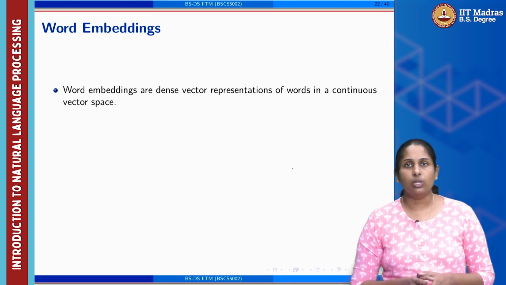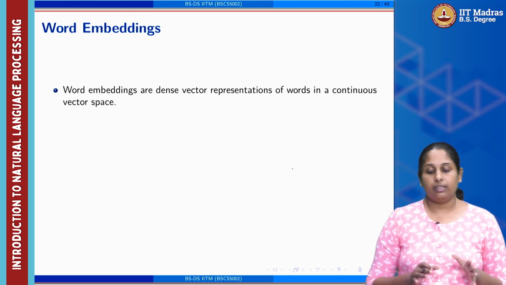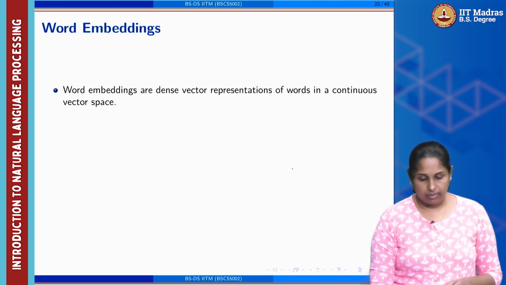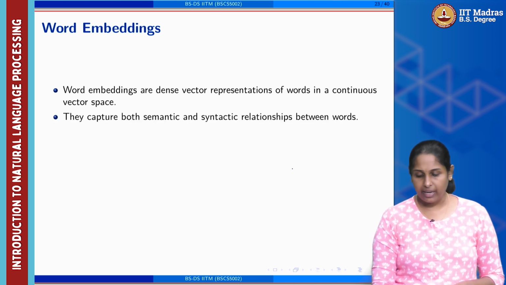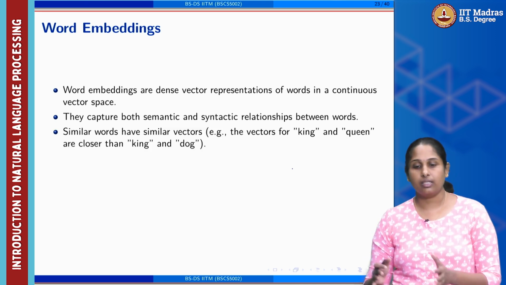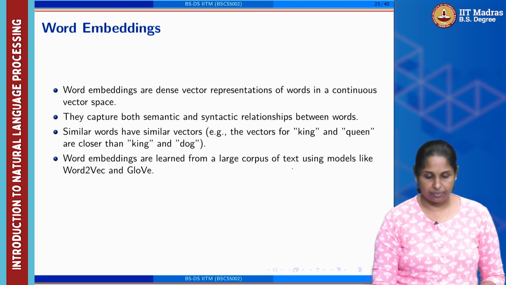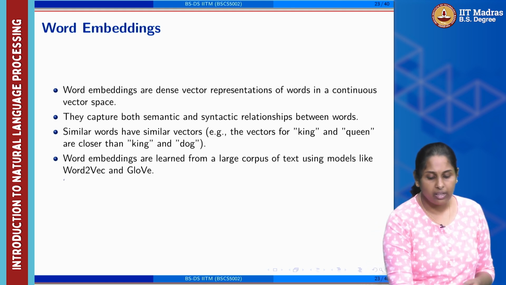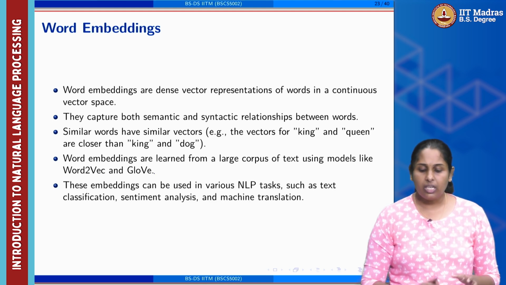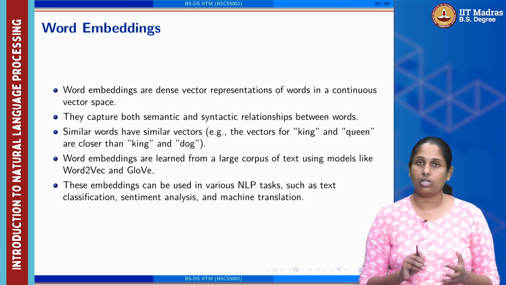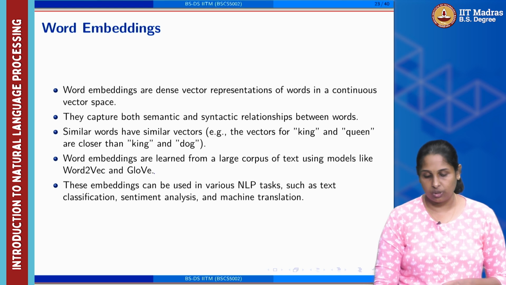Now, let us get into word embeddings. Word embeddings are dense vector representations, as we have just seen, used in a continuous vector space, and they capture both semantic and syntactic relationships. As we see, similar words get similar vector representations. Word embeddings are learned from a large corpus using models like word2vec and GloVe. These embeddings can be used in various NLP tasks such as text classification, sentiment analysis and machine translation.